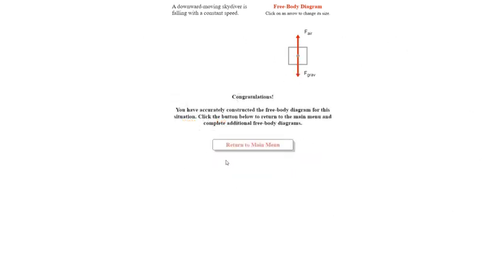I'm just randomly pulling these. Let's do this one. A downward moving skydiver is falling with constant speed. Well, we know there's a down force, and that is gravity. Gravity is pulling the skydiver down. However, it's a constant speed. They're not accelerating. That means I must have a force up, and that upward force is going to probably be air resistance. And because it's constant, these are going to be balanced. There's no left or right force here. So let's go ahead and check that and see how we do.